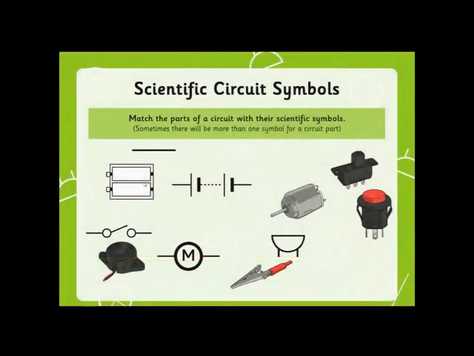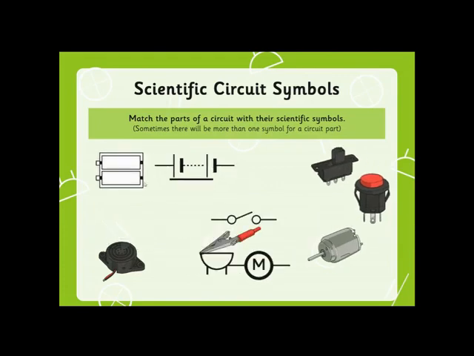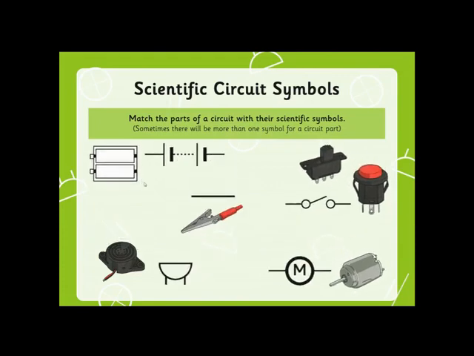Right, let's see if you're right. And that's how it is. So wire is just a straight line. You need to use a ruler for this, okay? So every time you're drawing a wire, it needs to be using a straight line.